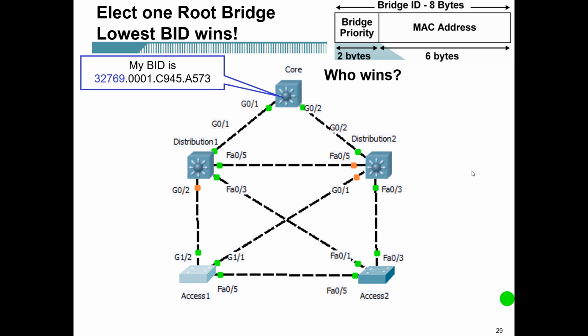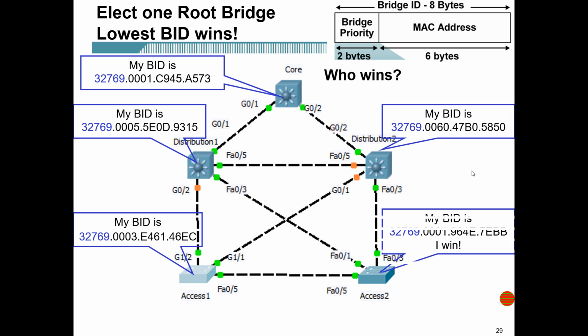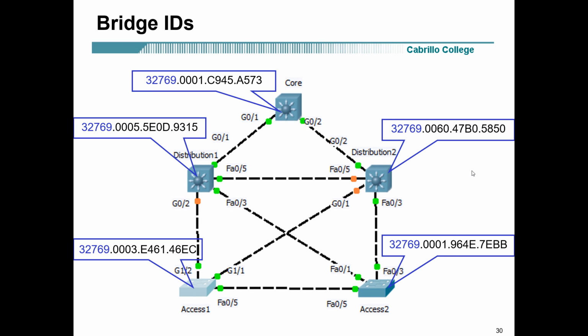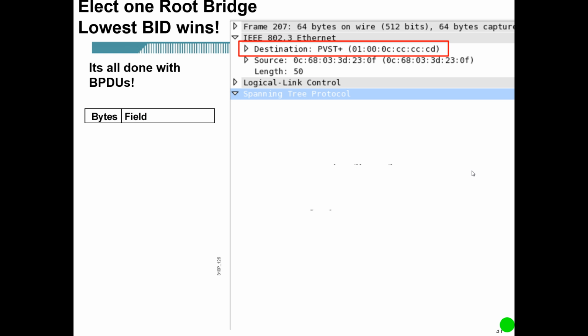So who won? That's the question. It will actually go, here's my BID and my MAC address, and they will all do it. And whoever has the lowest number will win. Turns out that access switch 2 wins. That may not be how we want it though. So here are just the bridge IDs. So let's look at some of our packet captures to see the appropriate input.